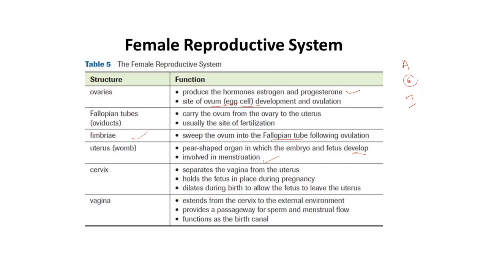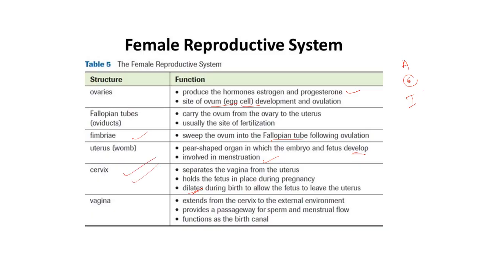Then coming to the cervix, this separates the vagina from the uterus, holds the fetus during pregnancy, dilates during birth, and allows the fetus to leave the uterus. So these have the expansion and relaxation capacity. They have the elasticity property, that is the cervix.